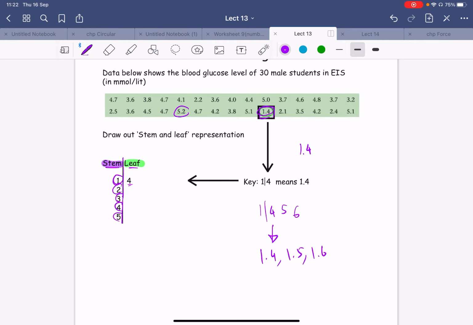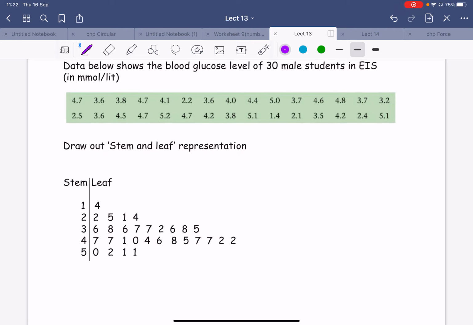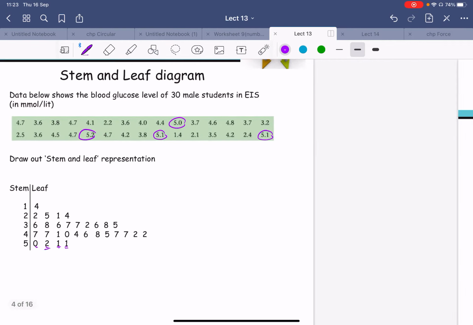Okay, so let's put all the data in the stem and leaf here. So now these are all the data arranged for you. So if you have 5.0, you put 0 here. 5.2, how many 5.2 do we have here? 1. Okay, from the data we have 1, so we write 5.2. How many 5.1? 2 of them, 5.1 here and 5.1 here. So you write 1 and 1.